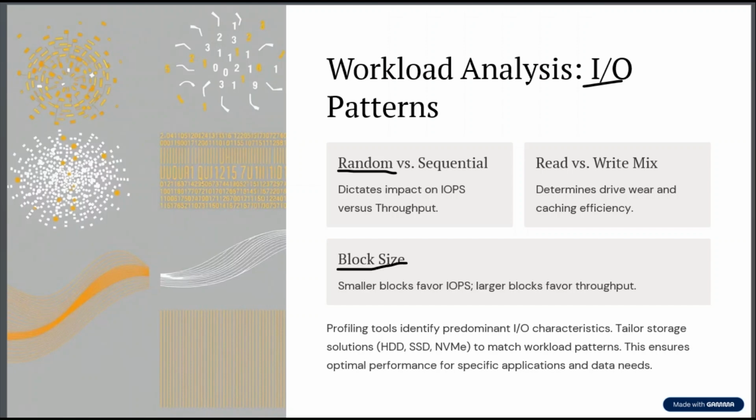Now block size. Smaller block size favors IOPS and larger block size favors throughput, because in throughput we just consider the data transfer rate, and in input output operations we basically count how many operations are being performed. So profiling tools identify predominant input output characteristics and tailor the storage solution to match workload patterns. This gives optimal performance for specific applications and data needs.